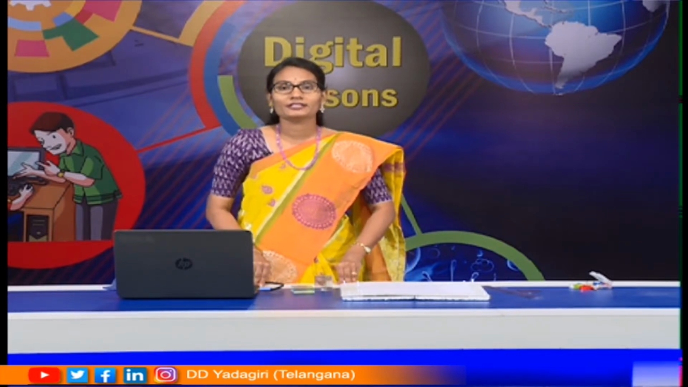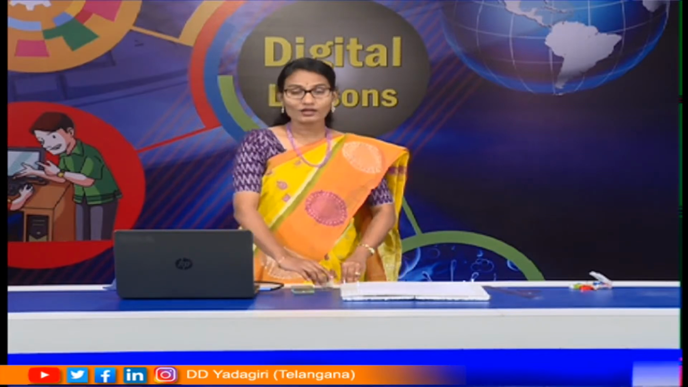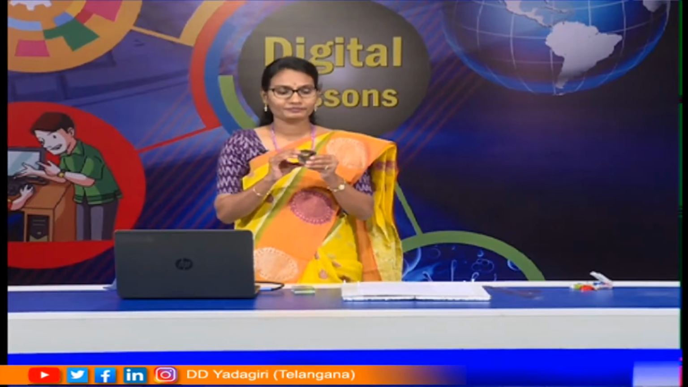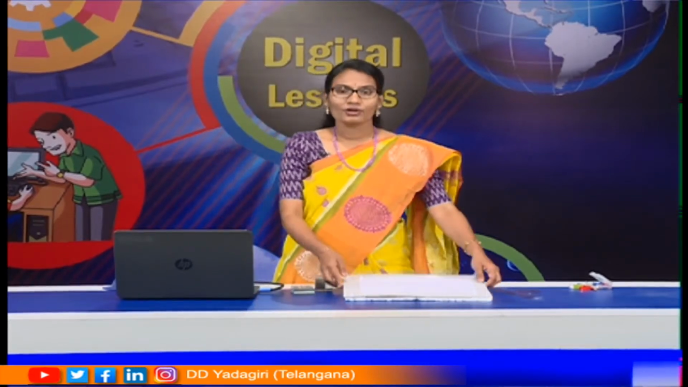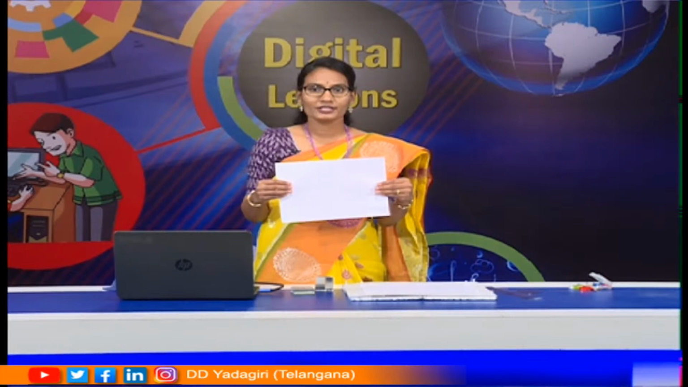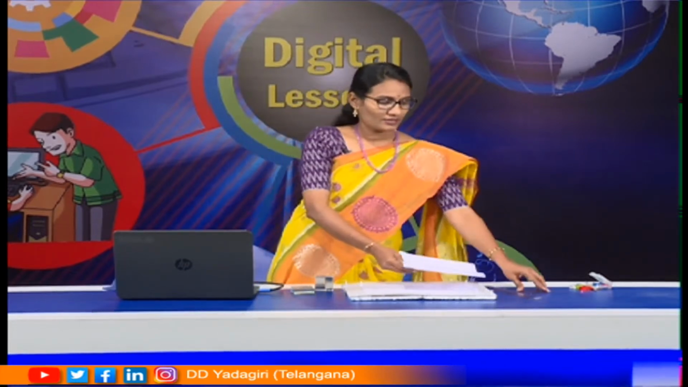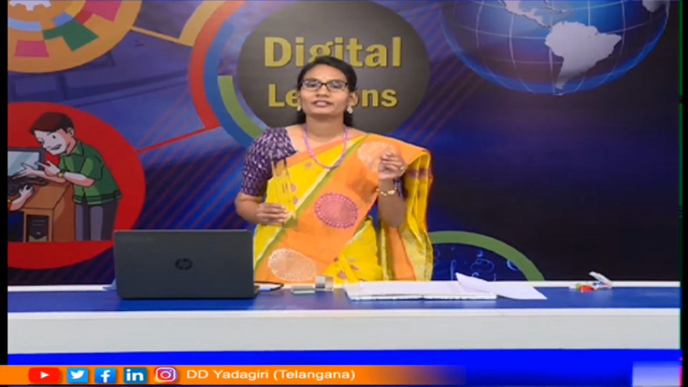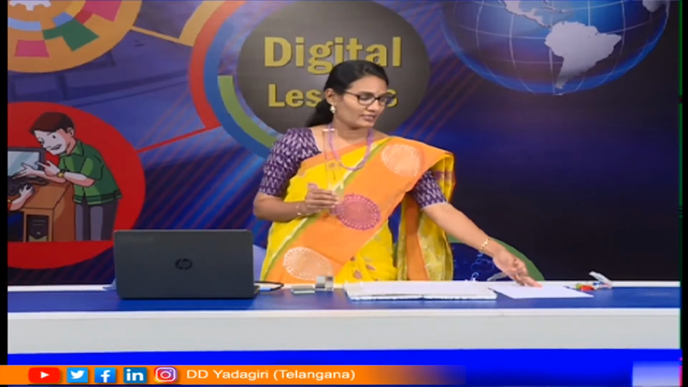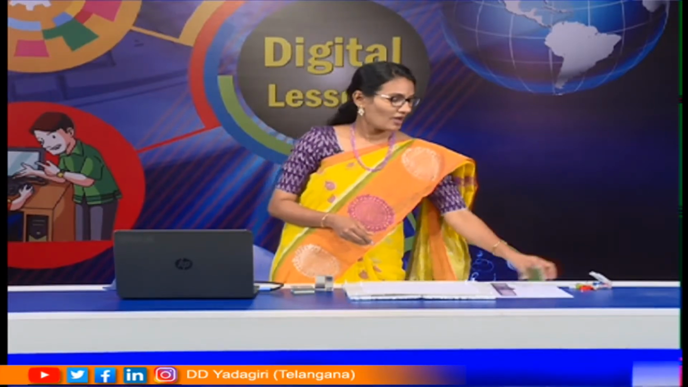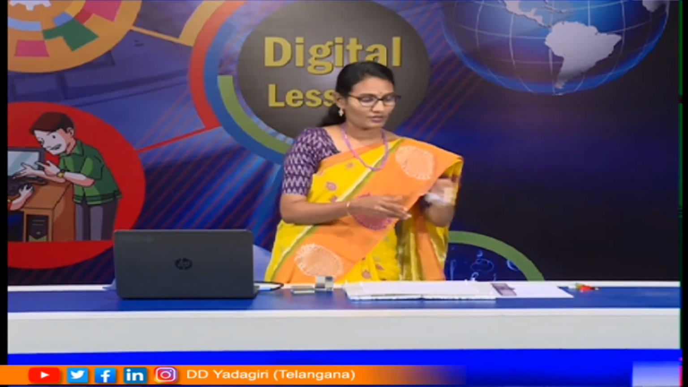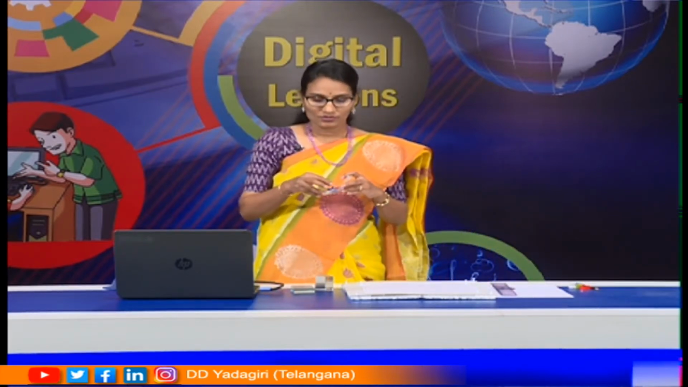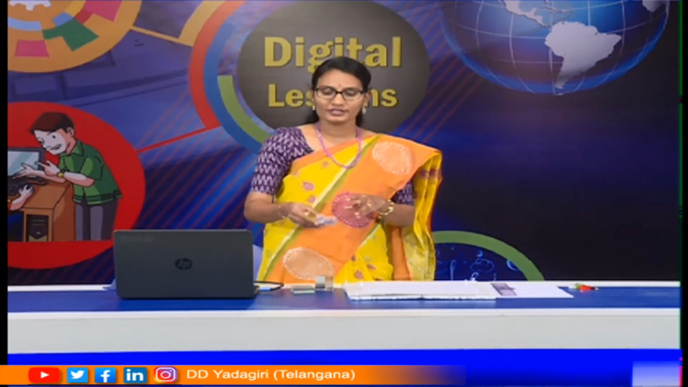Material required for this lab activity: I need a prism, a drawing board and drawing sheet. We need one scale and a protractor to measure the angle and to draw the lines. And also we need some drawing pins. So, what is the process of doing this experiment?